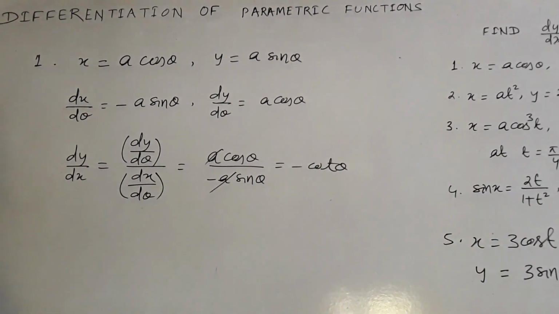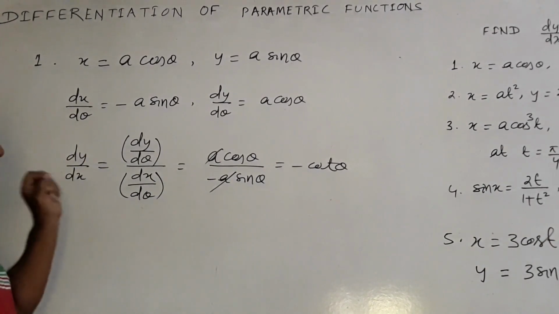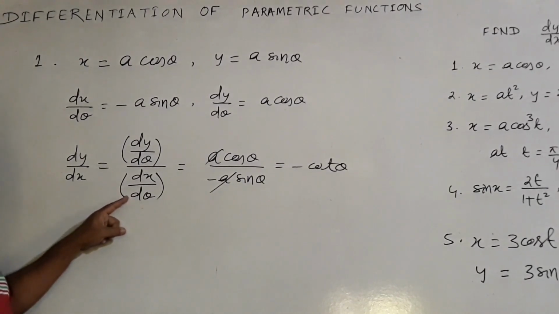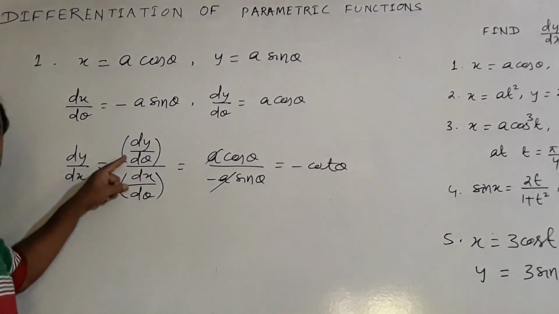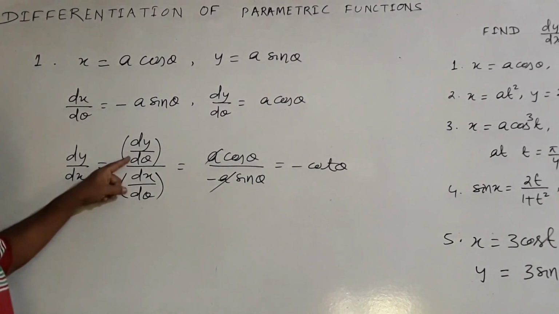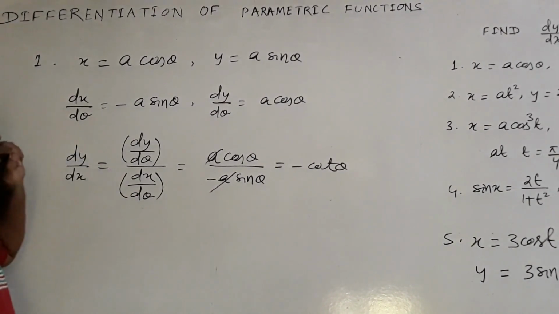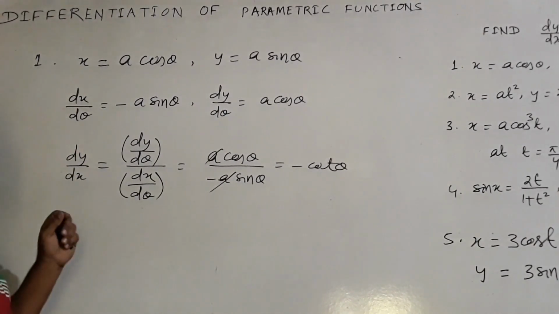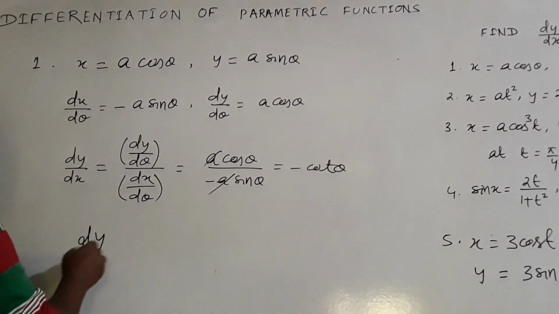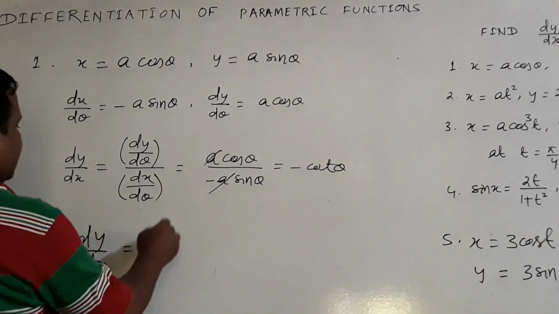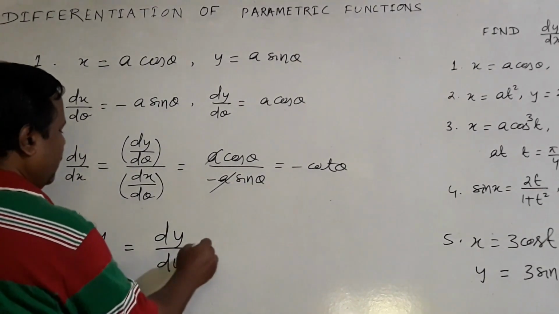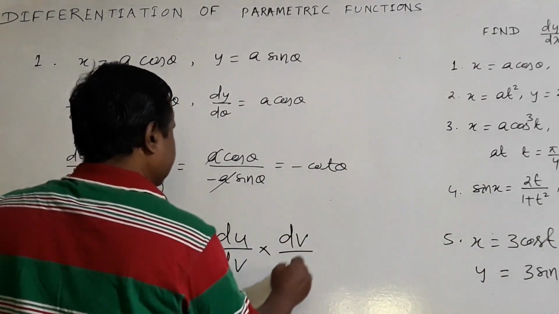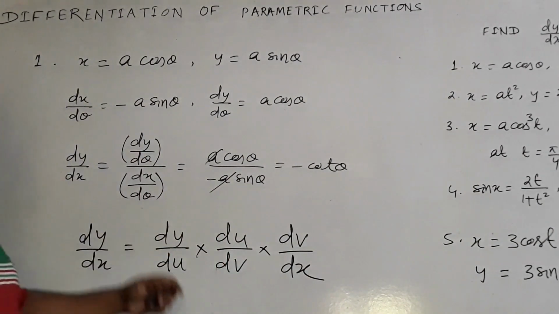I am telling you again. dy by dx, I can write it as dy by d theta divided by dx by d theta. Although d theta will never cancel, mind it, they will never cancel because it is an operation. But you can imagine if they cancel, then that becomes dx by d theta. Similarly, sometimes you can write dy by dx is equal to dy by du into du by dv into dv by dx. Sometimes this problem will come also.